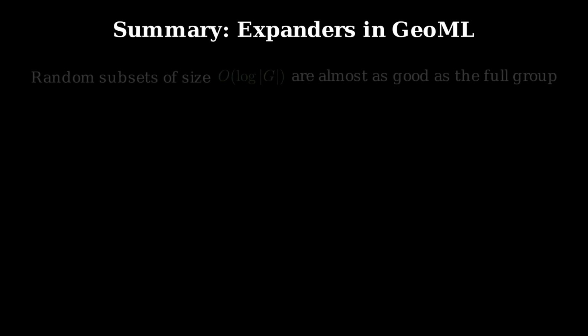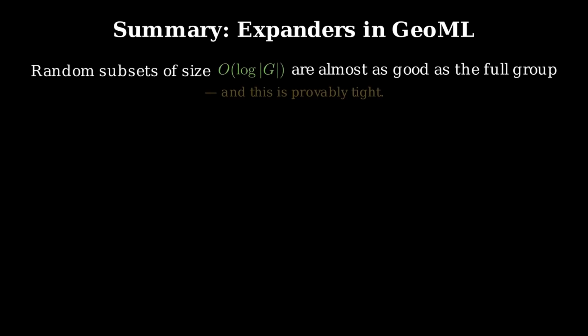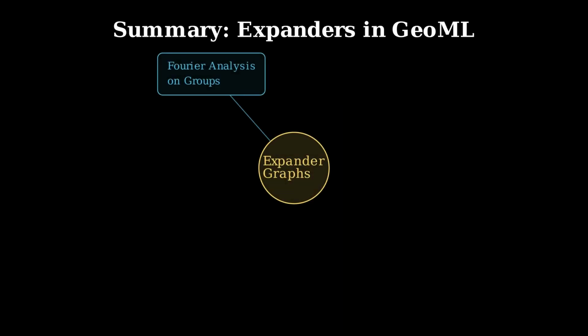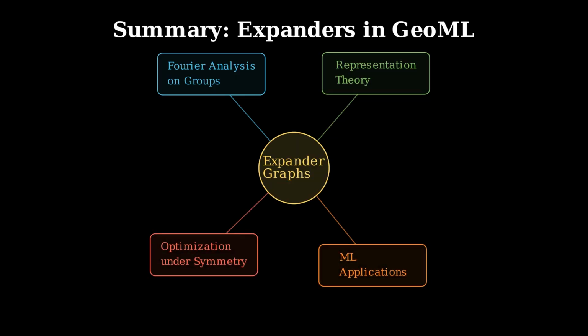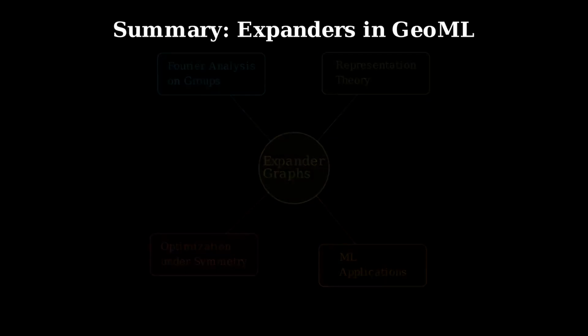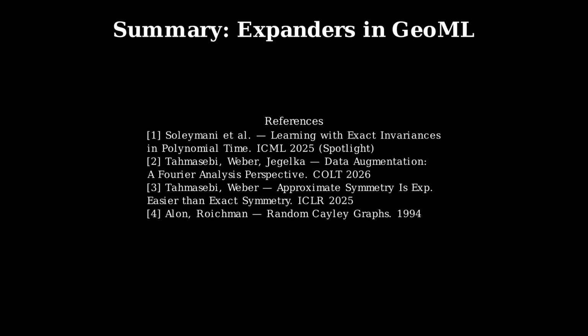Let's summarize. Expander graphs and random Cayley graphs provide powerful tools directly relevant to machine learning. The key message: random subsets of size O of log G are almost as good as the full group, and this is provably tight. The techniques involve Fourier analysis on groups, expander graph theory, and optimization under symmetry constraints. Here are the key references for further reading.